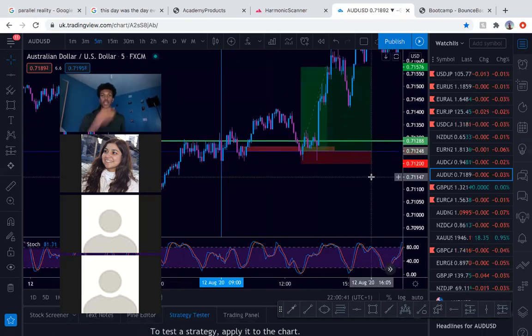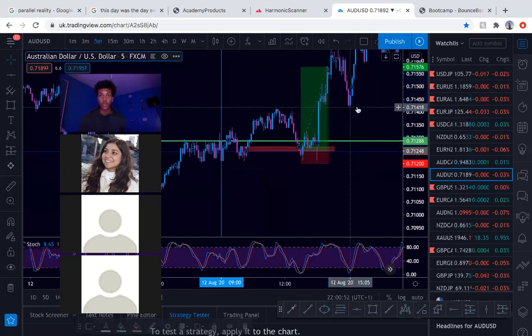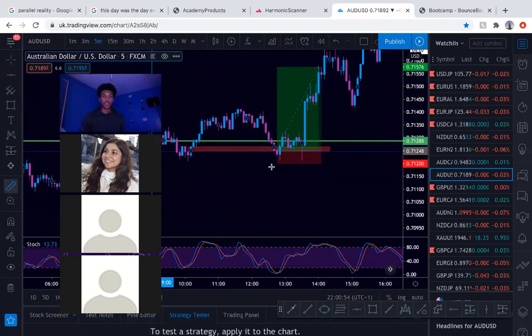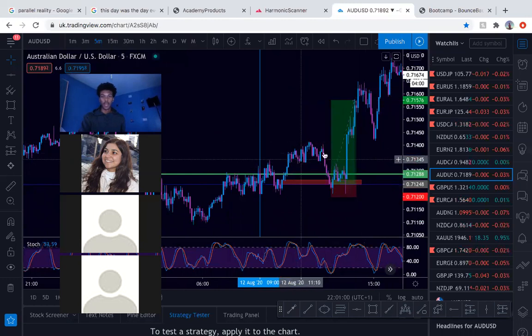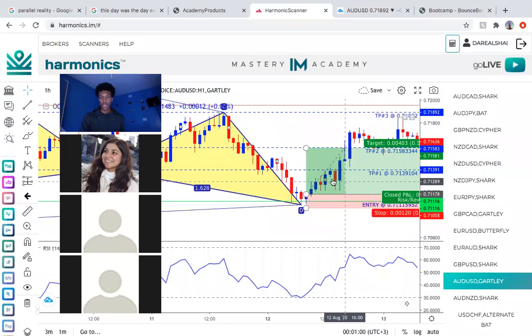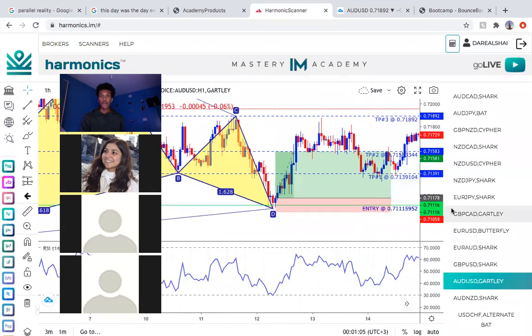Little 5 pip stop loss, right? Decent. Nicely done within what? How long is that? I don't even know. Look, it looks pretty quick. Oh yeah, let's go to the measurement tool. That's in like an hour, right? So nicely done within like an hour. Decent, sweet one. So that's AUD USD, and then again we could have also caught that entry, which would have been like half the risk.